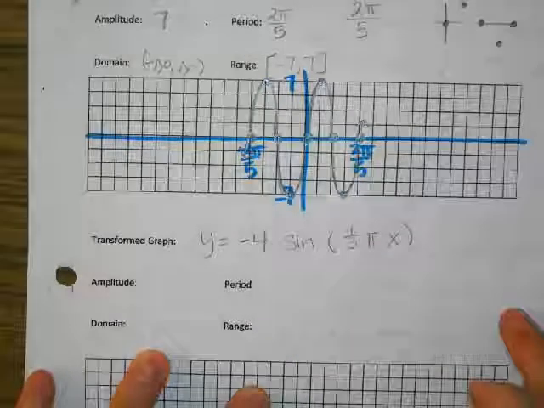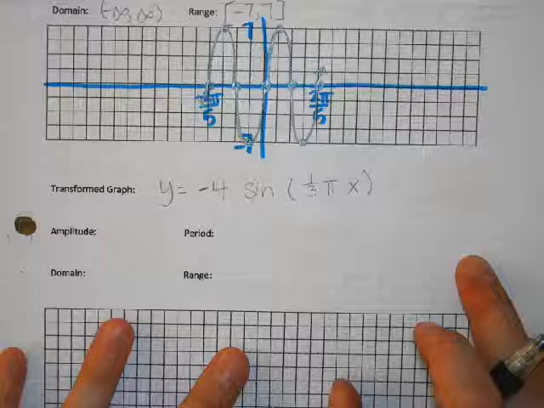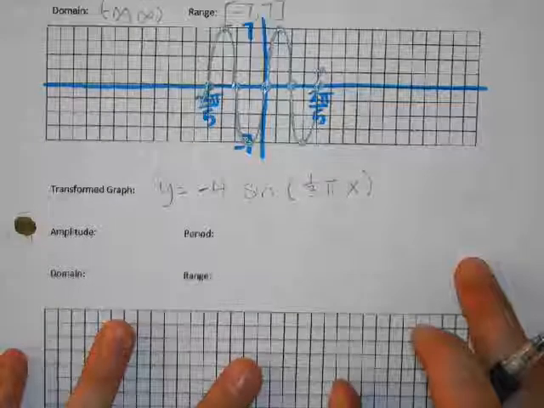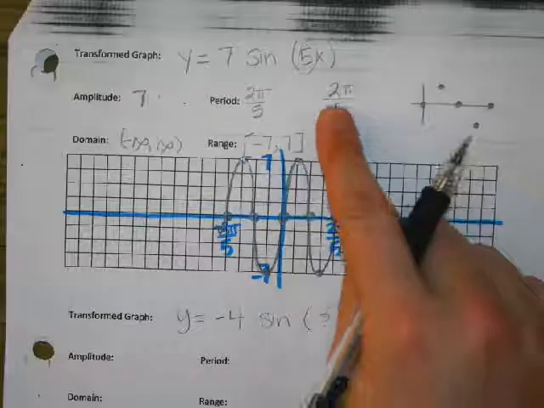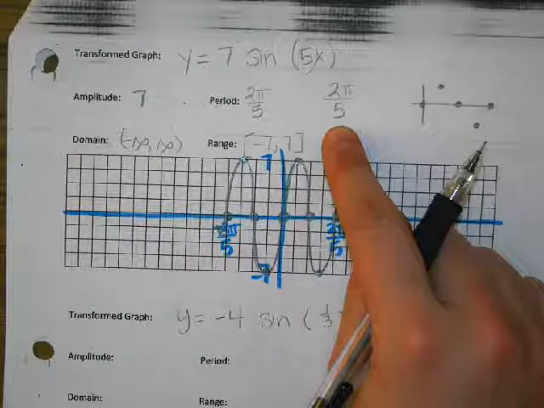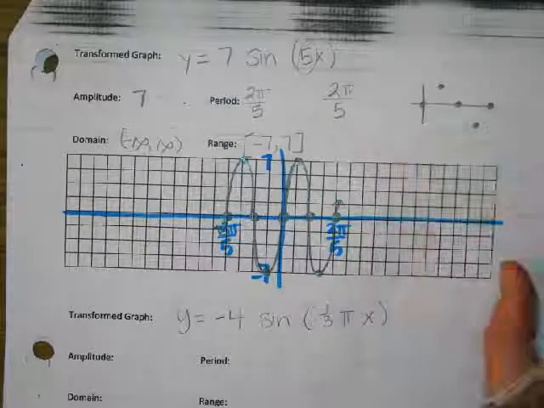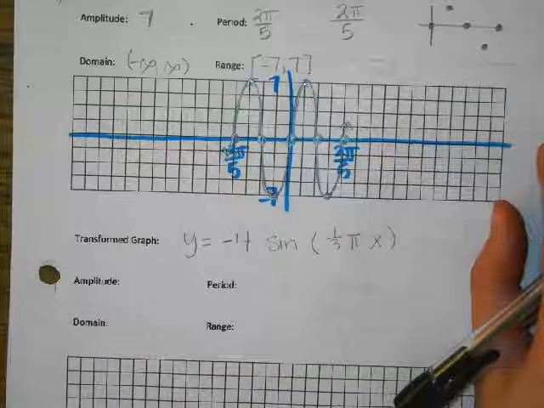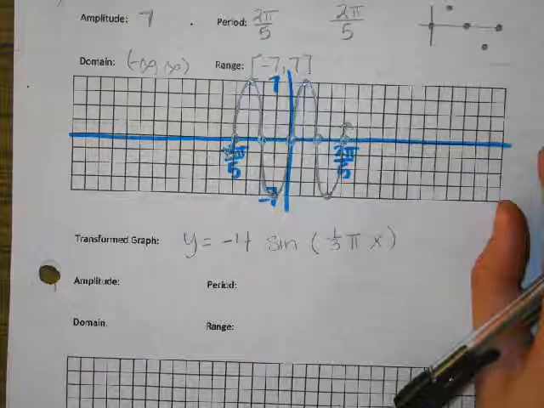Wait, what? I'm very lost. It's every single time. It is 2 pi on top divided by the b value. It's a formula. 2 pi divided by b every time. Okay. So, yeah, it's pi over 3.